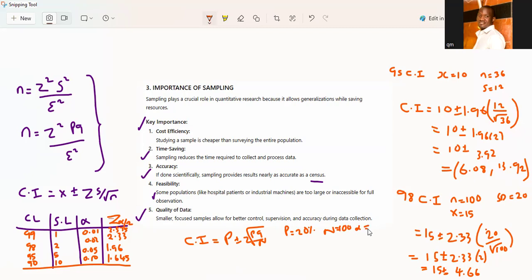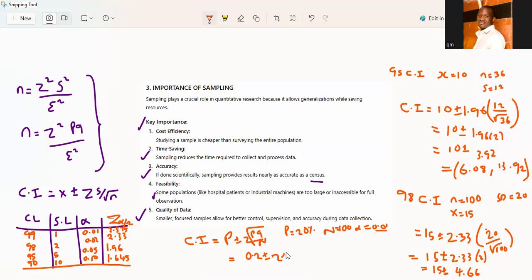What is our confidence interval? So our alpha 0.01 means that our Z is what? If our proportion is 20%, 0.2, the remainder should be our Q. They should add up to 100. So if our P is 20%, what is our Q? 100 minus 20, 80. Then this 0.01 will give us our Z, which is 2.33.